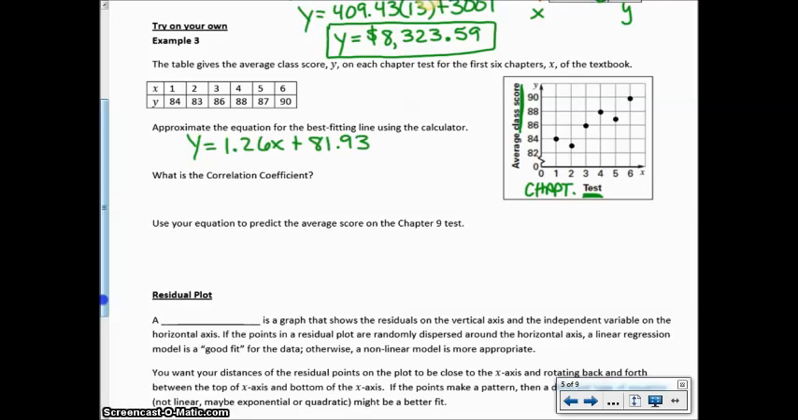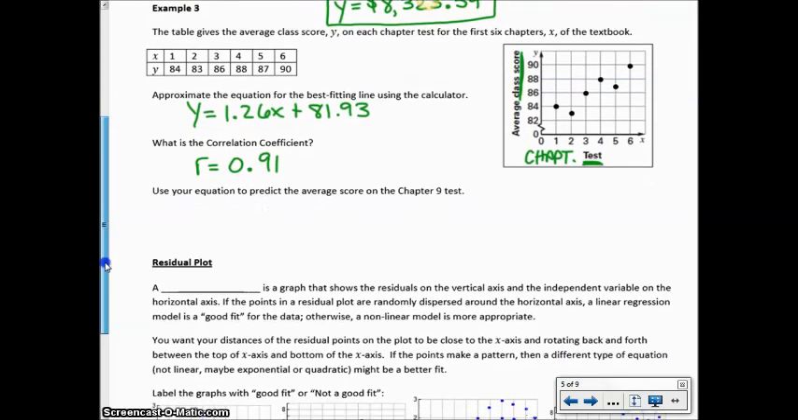1.26x plus 81.93. Now, I know y'all are loving putting this in the calculator because the way that we did it yesterday was so long, took us forever. And this way, we're all getting the exact same answer. Our correlation coefficient was that R that you look for also. And so I got 0.91, and that would still be considered a strong positive. It says use your equation to predict the average score on Chapter 9 test. So since the test is my x, I know that x equals 9 on this equation. So I'm just going to plug it in. Y equals 1.26 times 9 plus 81.93.